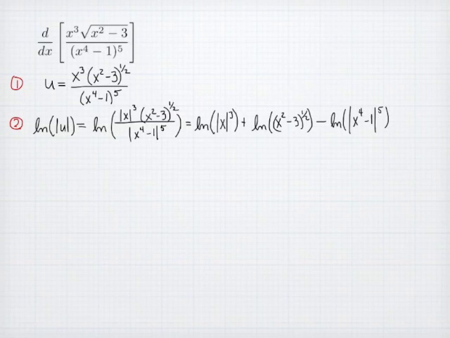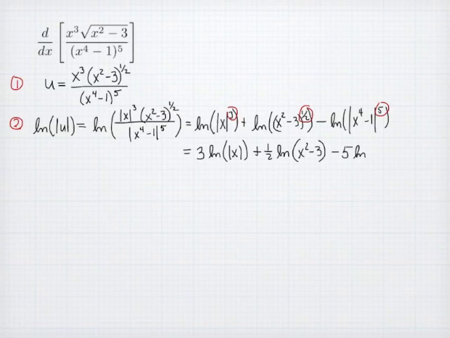Now we can use the property of logarithms with powers, and each of these powers can become multiples of a logarithm: 3 natural log of the absolute value of x, plus 1/2 the natural logarithm of x squared minus 3, minus 5 times the natural logarithm of the absolute value of x to the 4th minus 1. And now I'm ready to use the rules of derivatives.